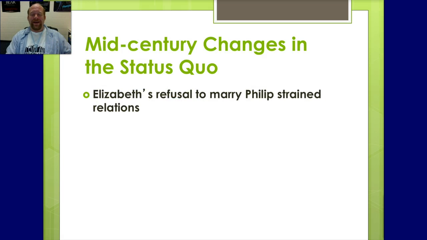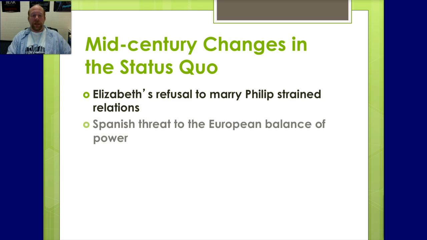Okay, why did England travel over to the New World? Well, there were some mid-century changes in the status quo. Elizabeth I refused to marry King Philip of Spain, so that kind of strained relations between England and Spain. So England was trying to get away, that type of thing. That's something that's going on right now in England.